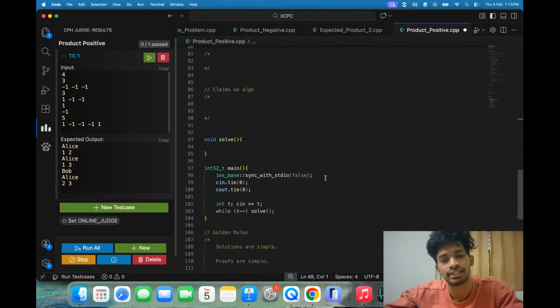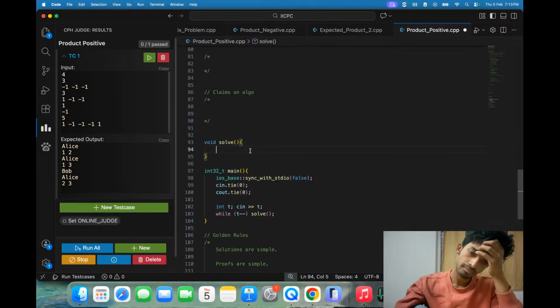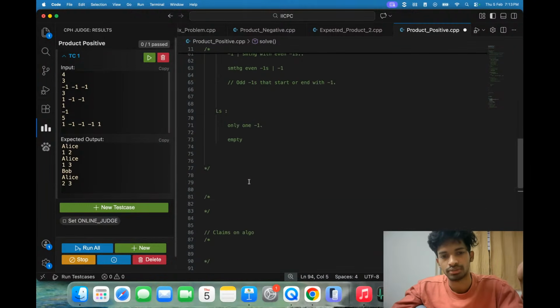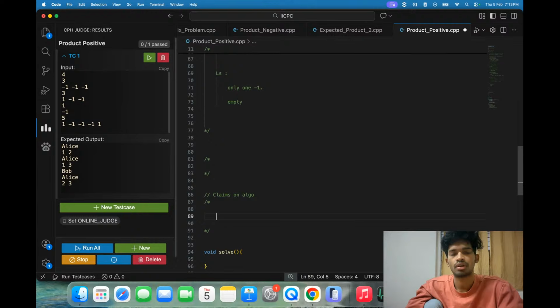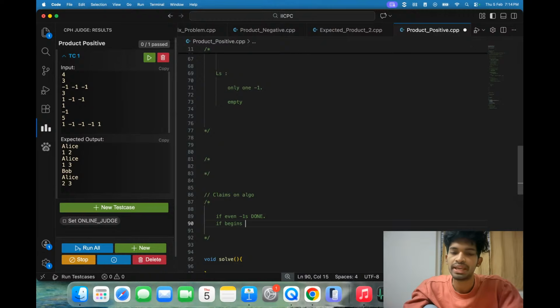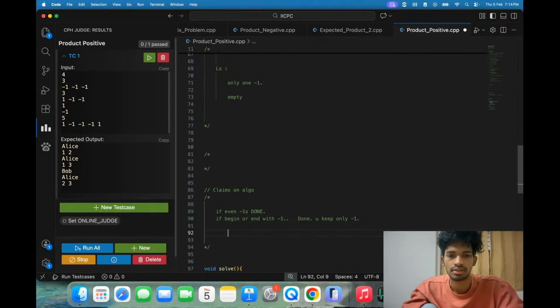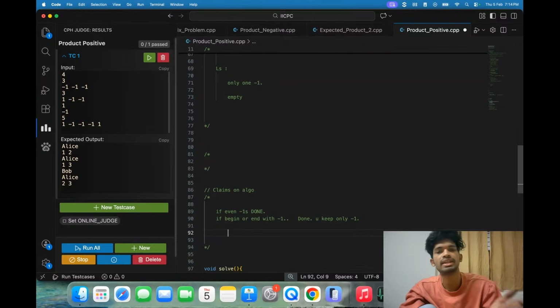So now we have to check. We have to make the implementation more clear now. What all do we find? If even minus ones, done. If it begins or ends with -1, done. You keep only -1 and remove everything else. Now it's not beginning or ending with -1s.